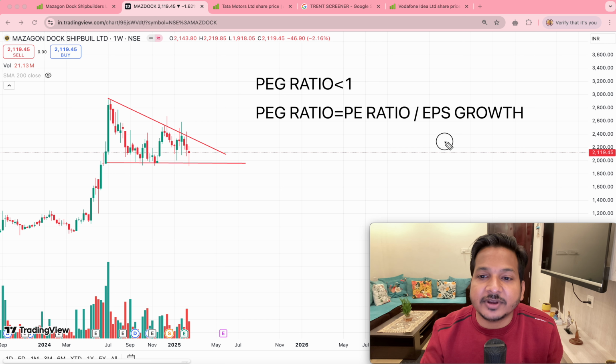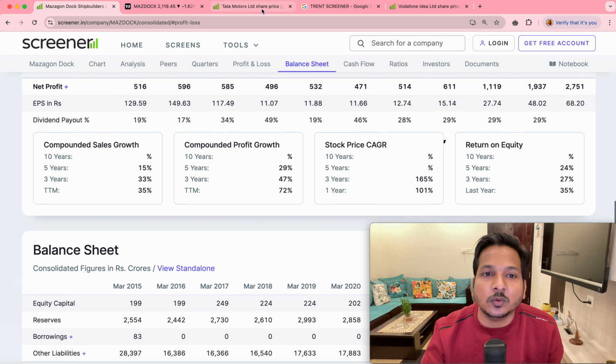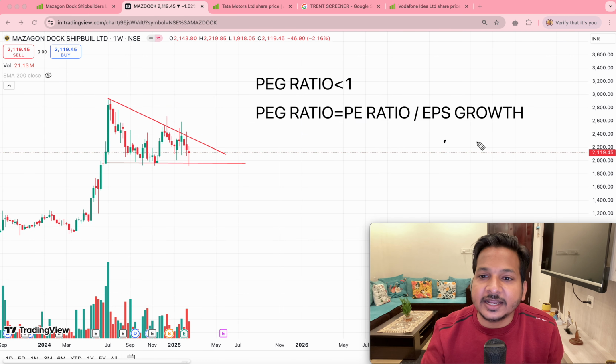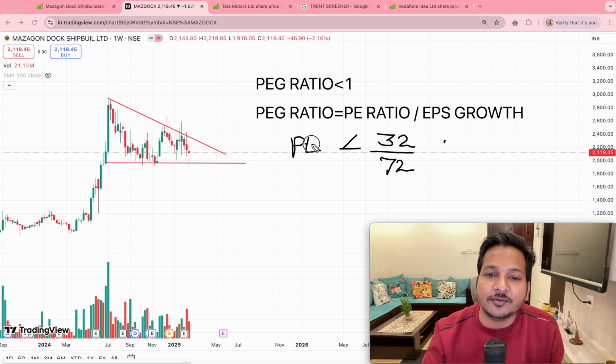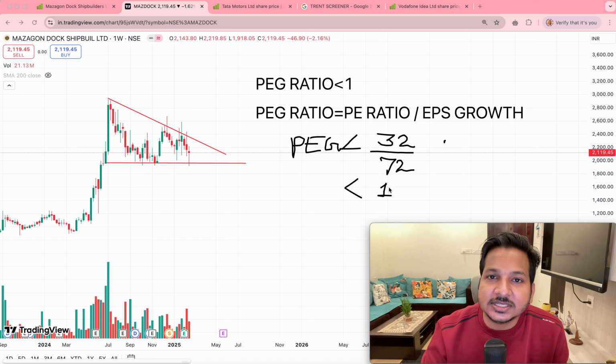One second, I will check again. In Mazagon Dock it is 72. So you write 72 at the bottom, and at the top it is currently available at around 32. If the top were 72 as well, the PEG ratio would have been 1. Now you can see the PEG ratio is less than 1. Because this ratio is less than 1, you can say that the stock is undervalued.